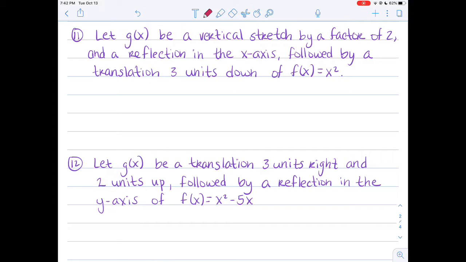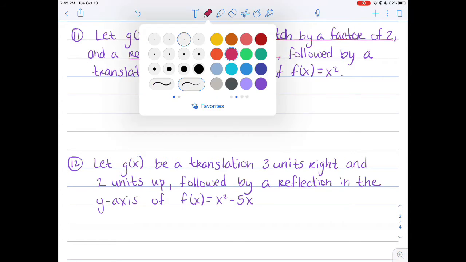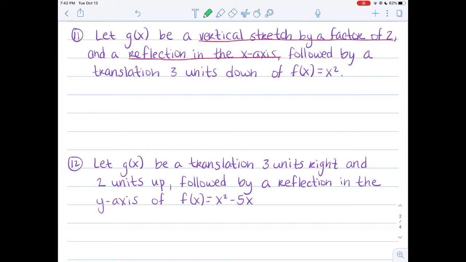Okay, so we want g of x to be a vertical stretch by a factor of 2. So remember, a vertical stretch is going to happen outside in the front. And then we also want to reflect in the x-axis. And then after that, we want to move 3 units down. And we are starting with our parent function, f of x is equal to x squared.